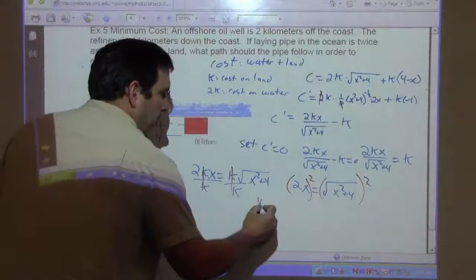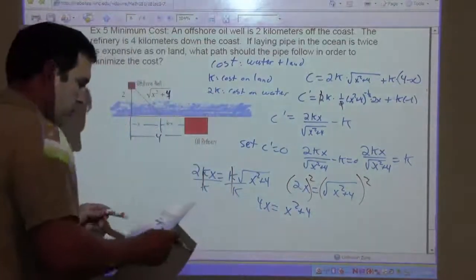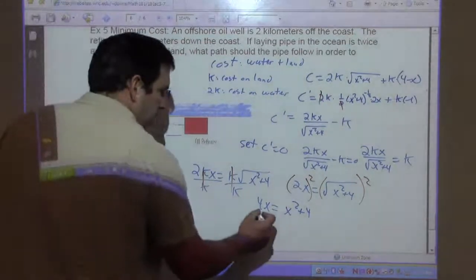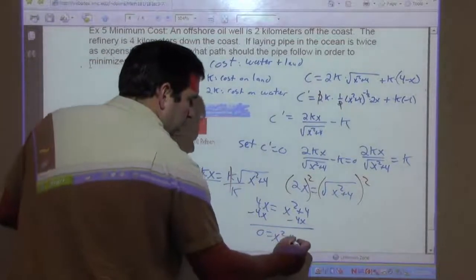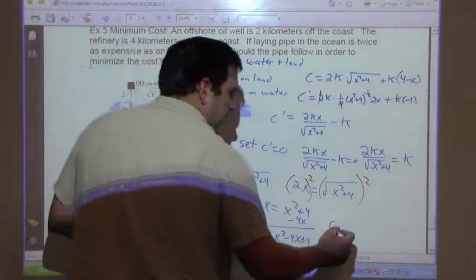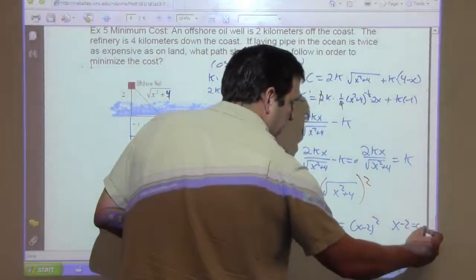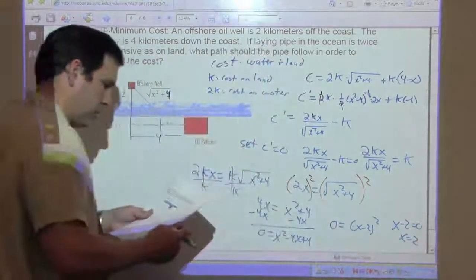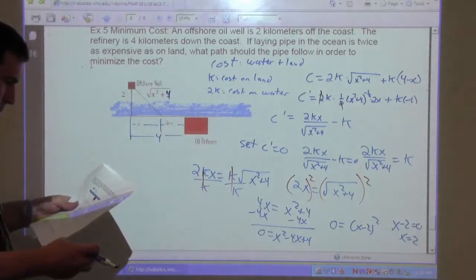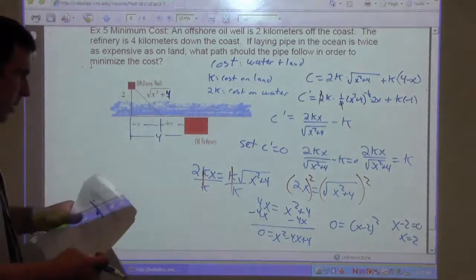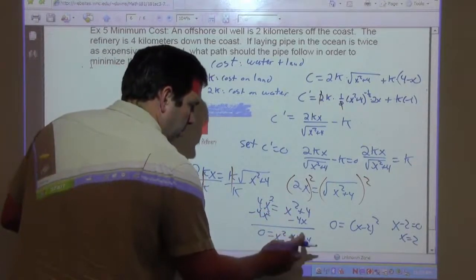So that 4x equals x squared plus 4. And if we subtract 4x from both sides, 0 equals x squared minus 4x plus 4. So 0 equals x minus 2 squared. So x minus 2 equals 0, x equals 2. And there's a mistake. Because when I squared this, it should have been squared here, shouldn't it? And that is a mistake.